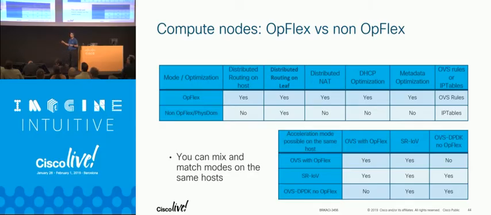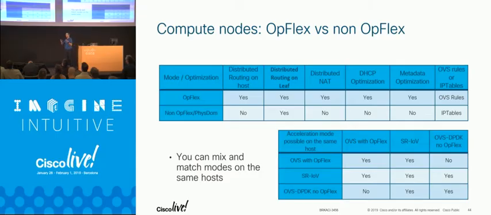Also, distributed NATs are not possible without OpFlex. And other things like the ACP optimization and metadata. As well, typically we use the OpFlex OVS rules, otherwise OpenStack typically uses iptables, right? So there's a slight difference, maybe in performance. Some say OVS rules perform a bit better than iptables, right?